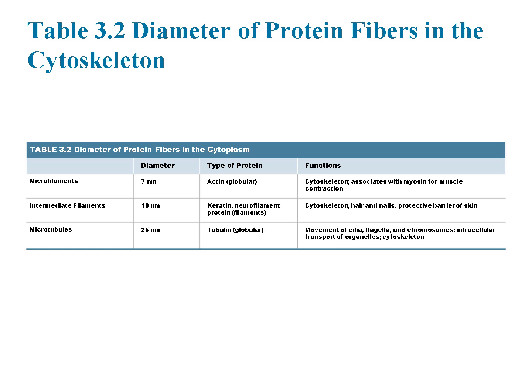Finally, the largest fibers are the microtubules, at 25 nanometers in diameter. Made of tubulin, these fibers are the cell's transport highways, enabling the movement of cilia, flagella, and even chromosomes during cell division. They also help transport organelles around the cell, like a well-organized delivery system. So, whether it's muscle contraction, protecting your skin, or moving essential cargo inside the cell, these protein fibers are vital to keeping everything running smoothly.